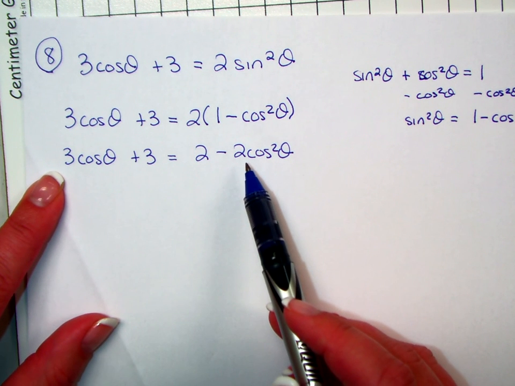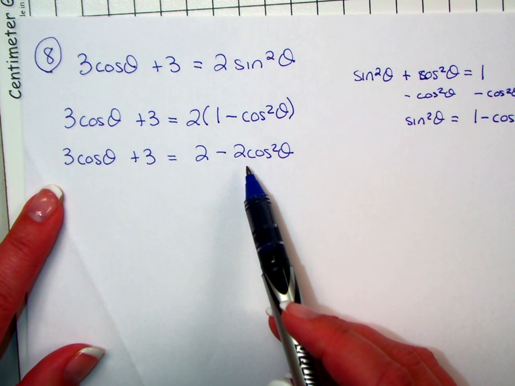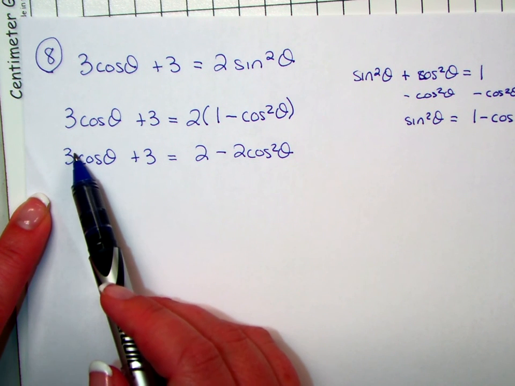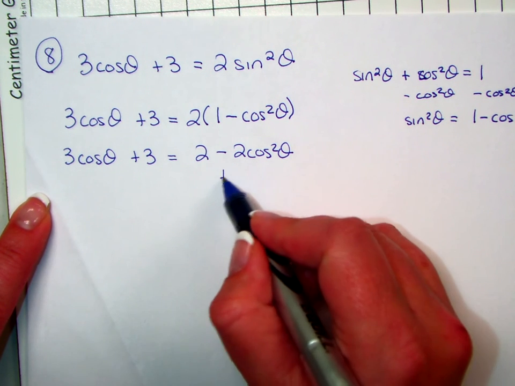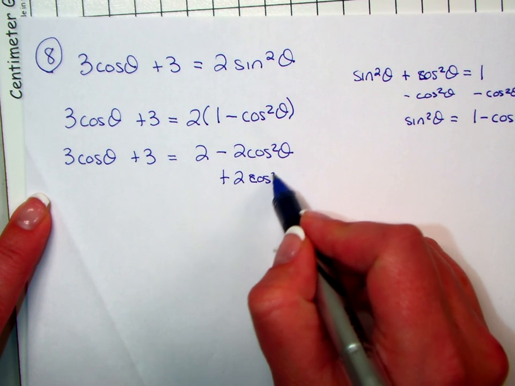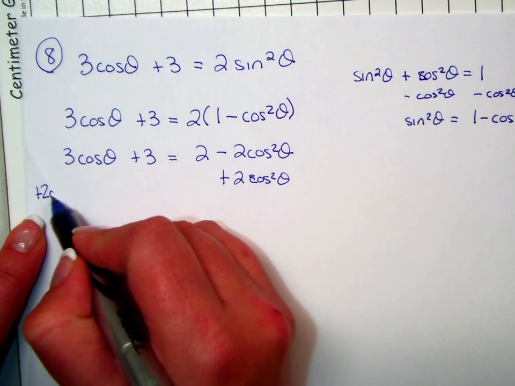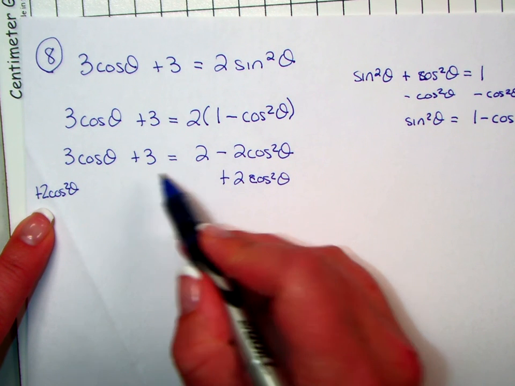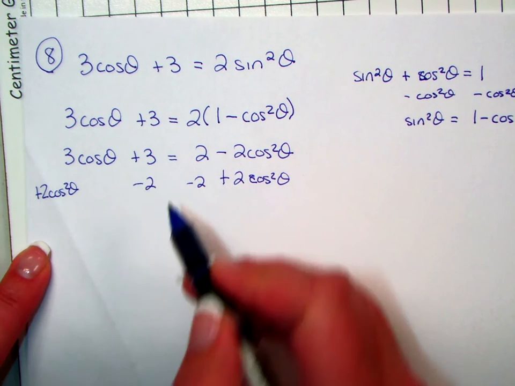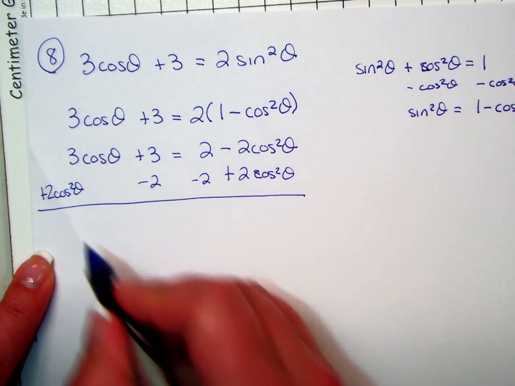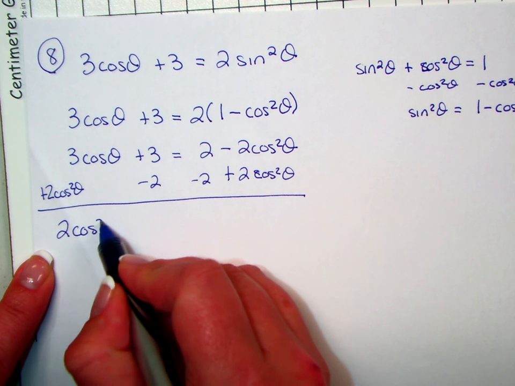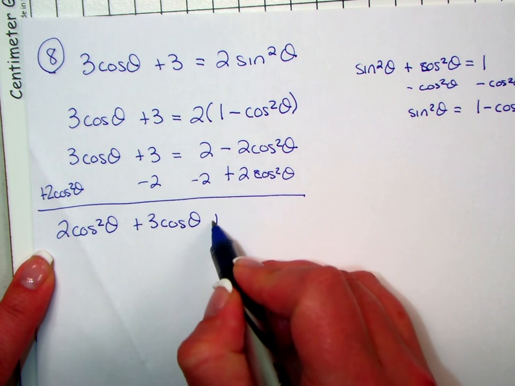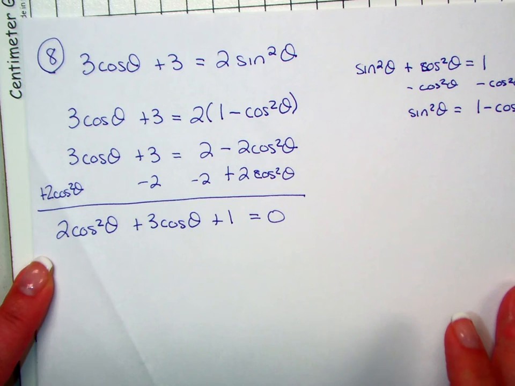So I want to set this equal to 0. And when I do that, I want the squared term to be positive. So I'm going to go ahead and move the negative 2 cosine squared to the left, which means I'm going to add 2 cosine squared to both sides. I'm also going to move the 2 at the same time, so I'm going to subtract 2 from both sides. So I get 2 cosine squared theta plus 3 cosine theta plus 1 equals 0.